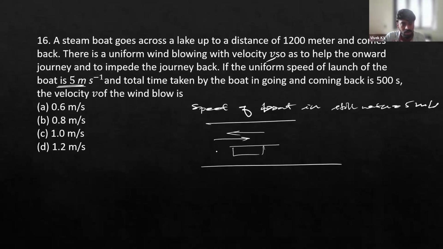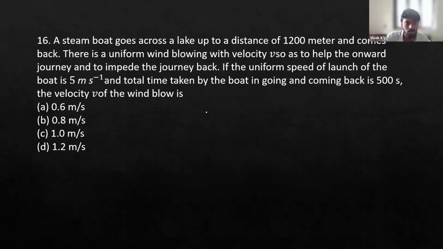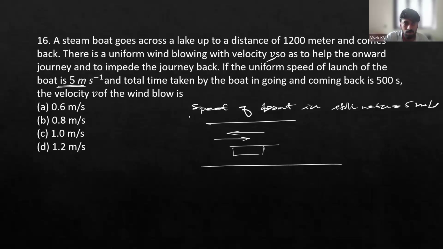So when the boat is going downstream, let us take the wind speed. We have to calculate the speed of wind, so let us take the speed of wind as v here. On going downstream, the wind is actually helping it. So on going downstream, the velocity v1 is the velocity of the boat plus the velocity of wind.